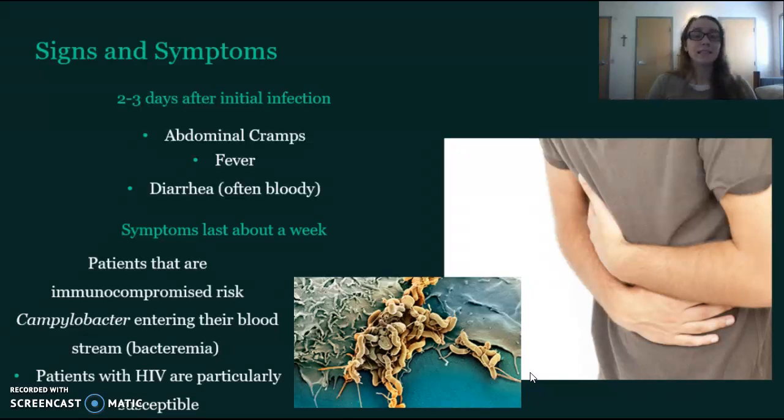Now, the symptoms can last about a week, but occasionally chronic symptoms do occur, and these are generally within patients that are immunocompromised. These patients also risk the Campylobacter entering their bloodstream, which is bacteremia. Now, patients with HIV, interestingly enough, are particularly susceptible to reoccurring infections, and homosexual males are extremely high on susceptibility.